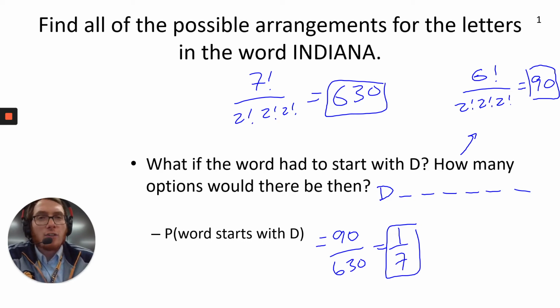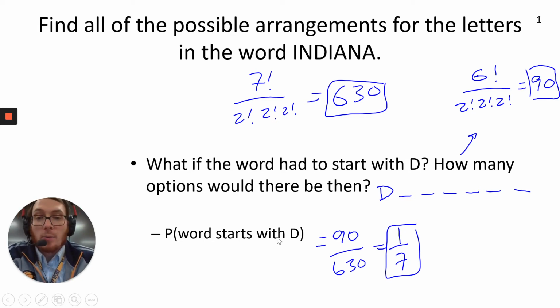What if the word had to start with D, though? Essentially what you're doing is forcing D to be in this first spot. That leaves you with 6 spots left, so that's 6 factorial now. Divide by still 2 factorial for the I's, A's, and N's. And so that eliminates options and makes it 90.